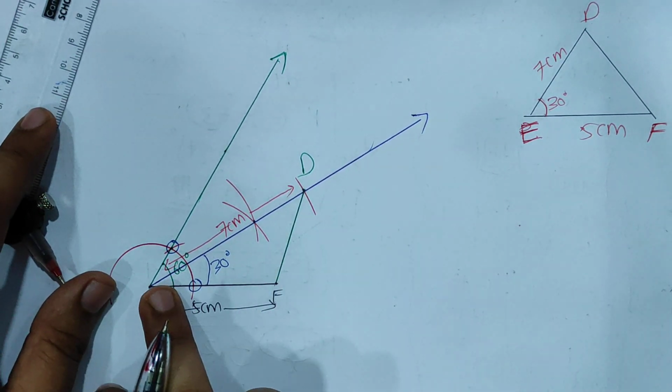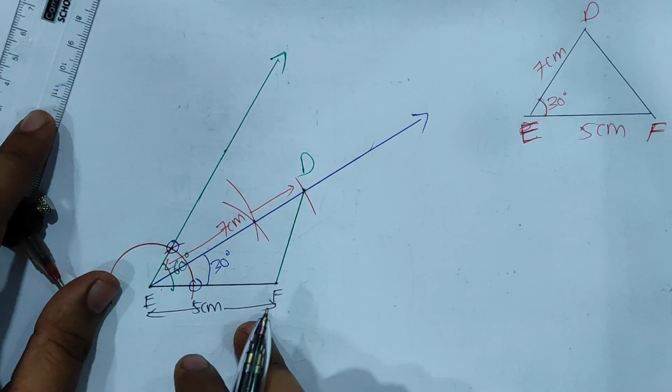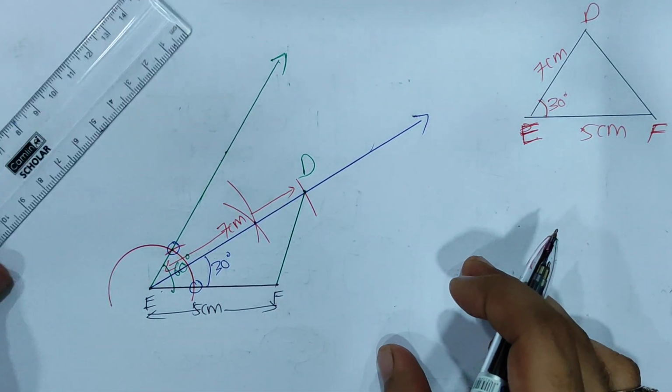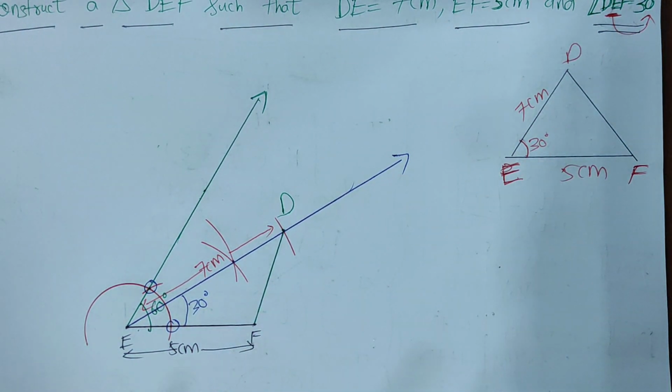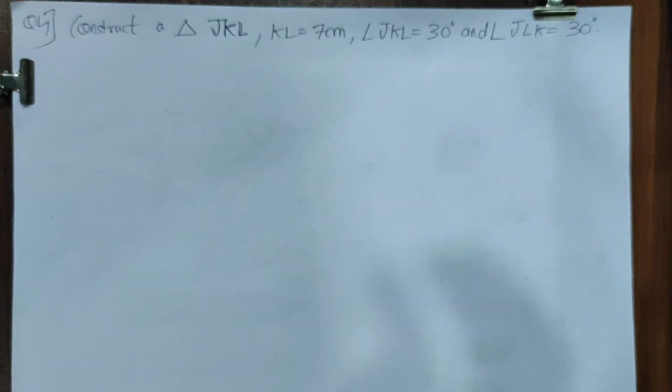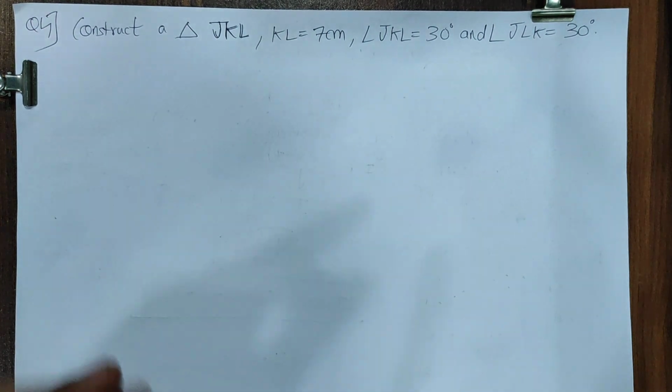Okay, so first 60 degree, then I drew 30 degree. This measurement is not known. This is how we construct it. Pause the video, please. You have to draw the rough diagram and this. Pause the video and do it fast. Okay, students. Now the next question is in front of you.